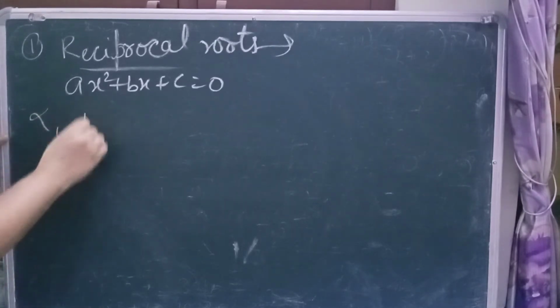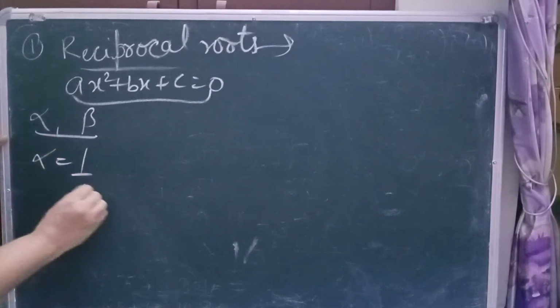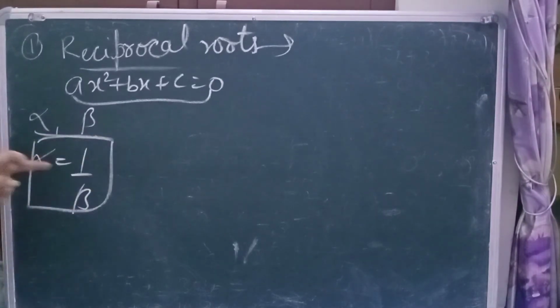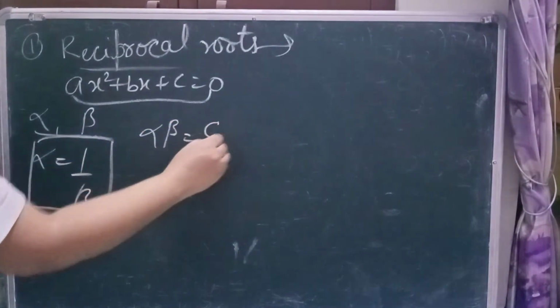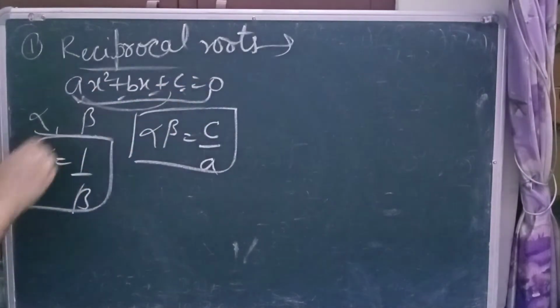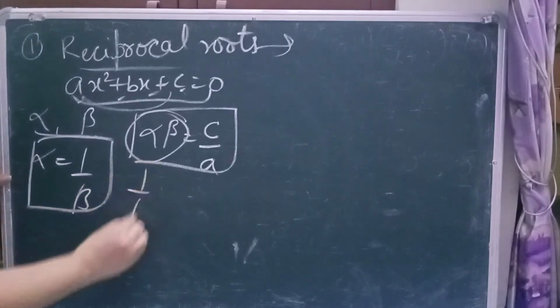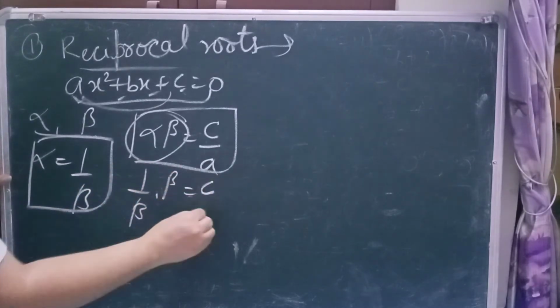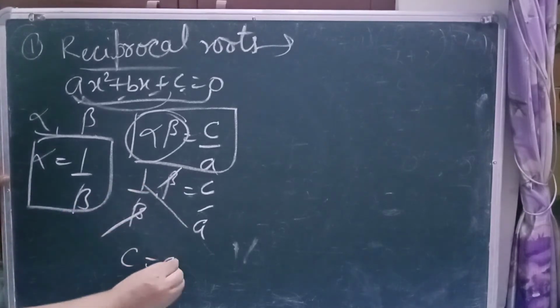As we know that alpha and beta are the two roots of the given quadratic equation, and they are saying that the roots are reciprocal to each other, so we can take the condition alpha is equal to 1 upon beta. As we know that the product of roots is alpha beta, that is c upon a. Since the roots are reciprocal to each other, in place of alpha I can write 1 upon beta into beta, that is c upon a, which can be cancelled. So here it will be c is equal to a.